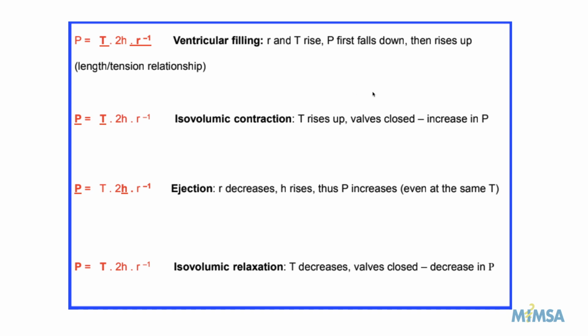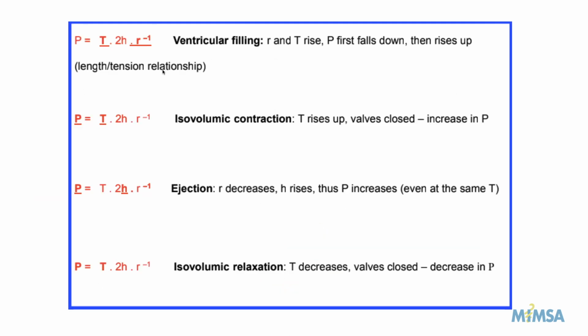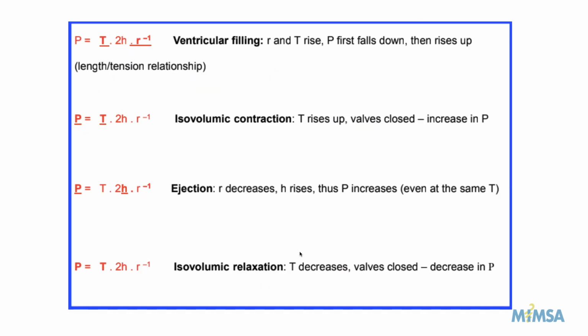And this is a slide from the actual heart lecture from the uni. It basically talks about how that law of Laplace equation changes and how the pressure changes depending on the phase of the cardiac cycle. So in the first phase, ventricular filling, which is also known as the relaxation phase, the radius and the tension are increased. The radius is increased because when you're filling the left ventricle with blood, that increases the actual space, the radius of the ventricle.